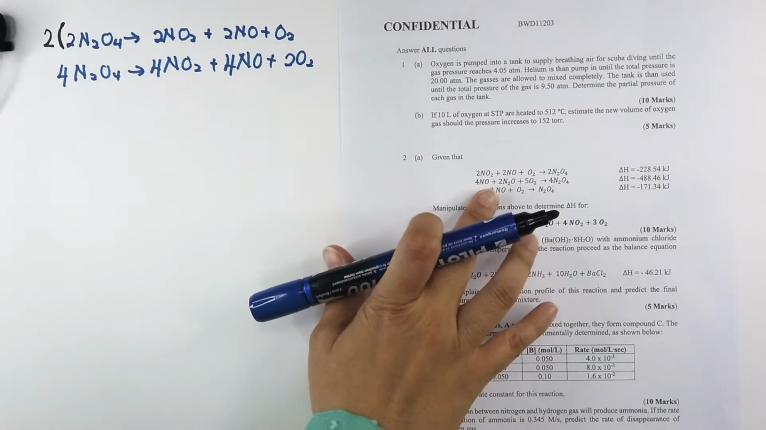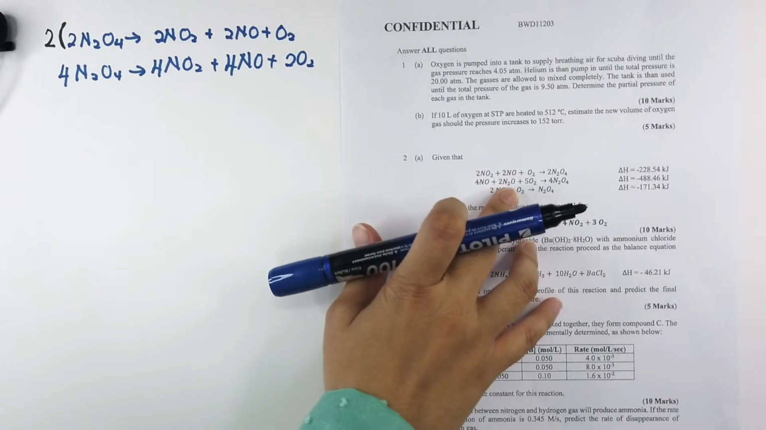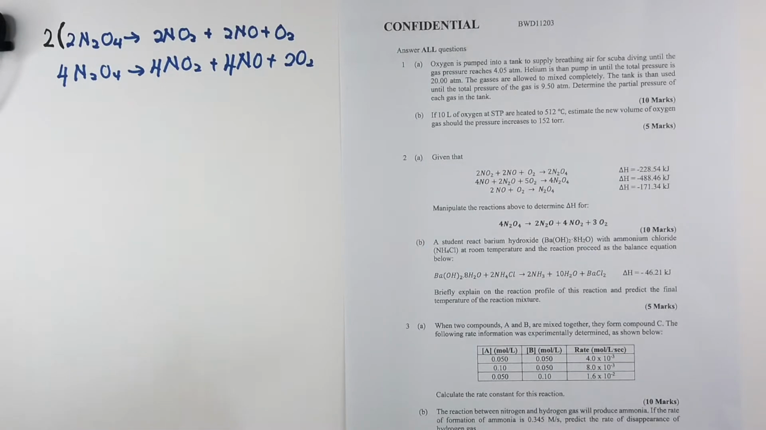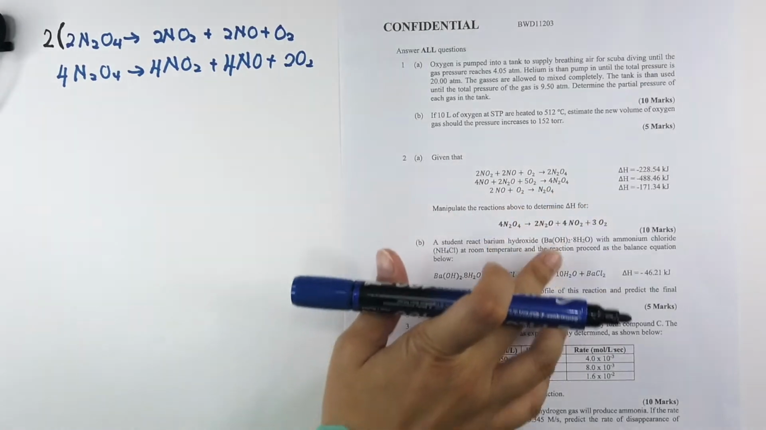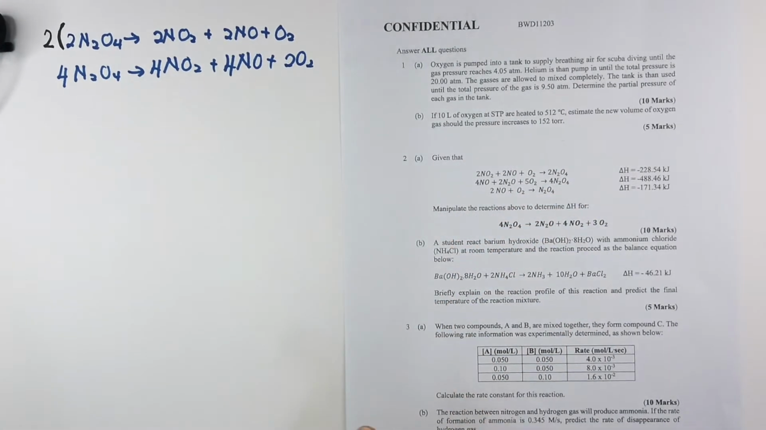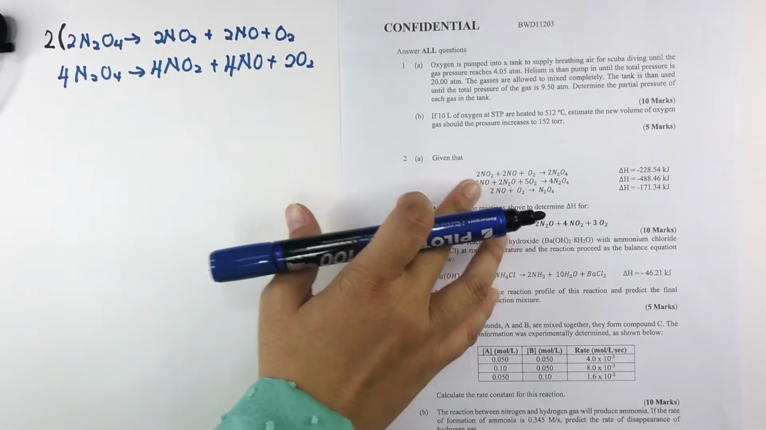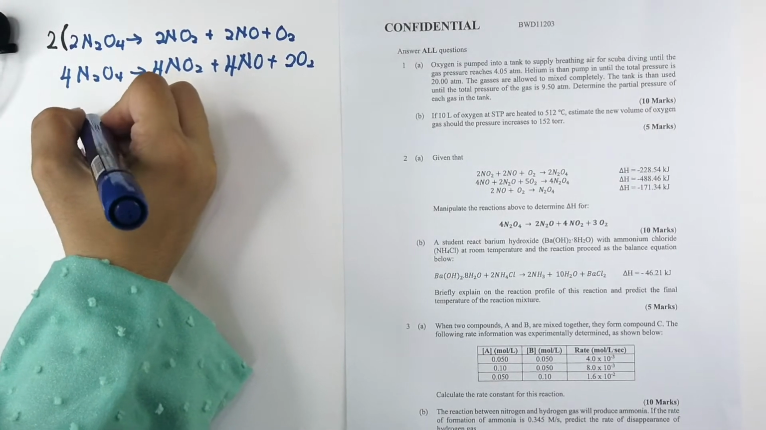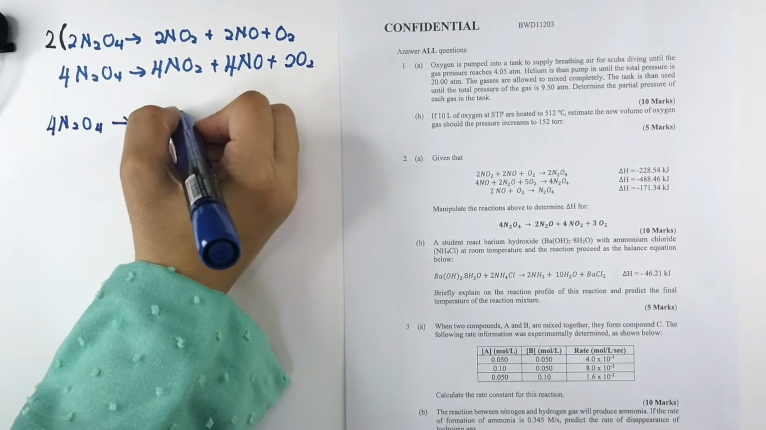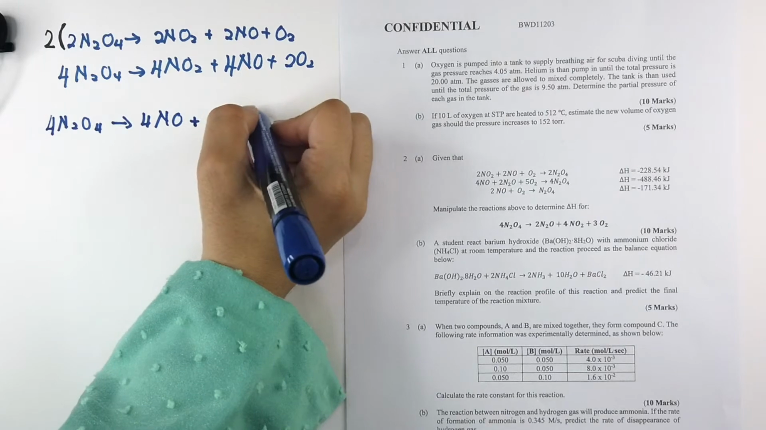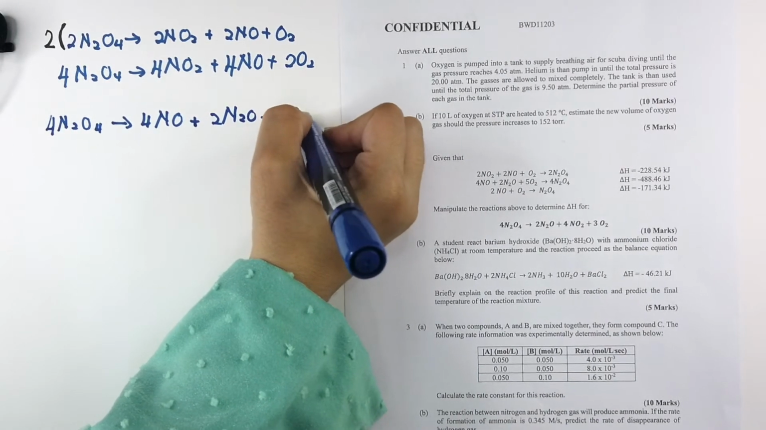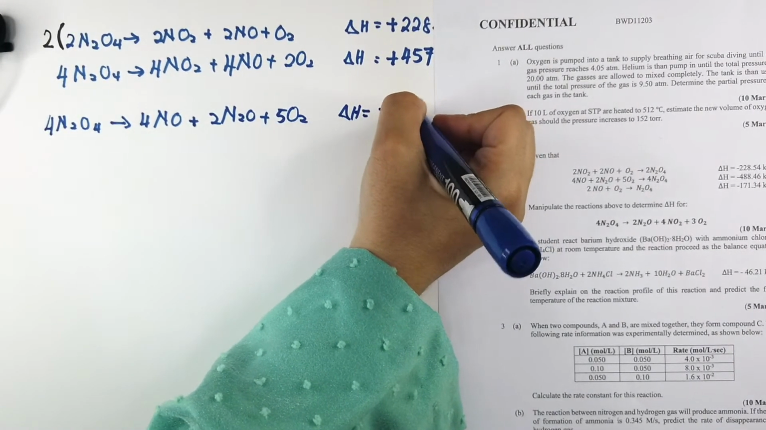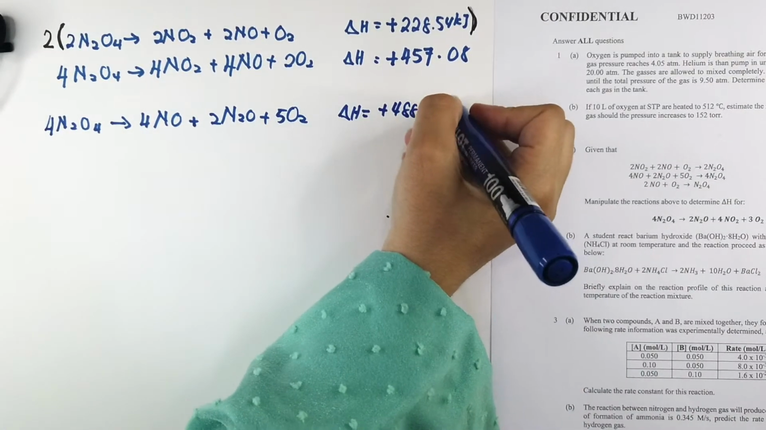Alright, so we shall look at the second equation. So you have 4NO, 2N2O, 5O2 will produce 4N2O4. So the same thing, the N2O4 should always be at the reactant instead of the product. So you need to twist the equation again. So you shall get 4N2O4 shall produce 4NO plus 2N2O plus 5O2, whereby your delta H, we shall get positive 488.46 kilojoule.